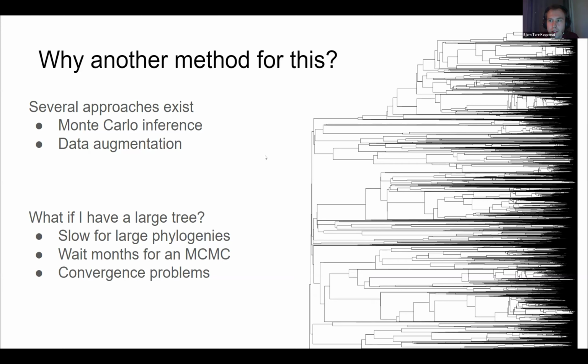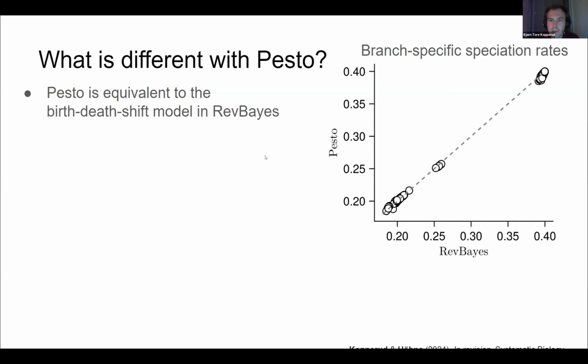So what is different with our approach, PESTO? PESTO is equivalent to what's called the birth-death shift model, which is implemented in RevBayes. As long as we have the same set of priors and settings, then both the RevBayes approach and PESTO will give you the same result.